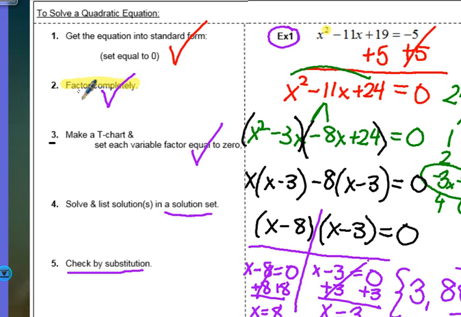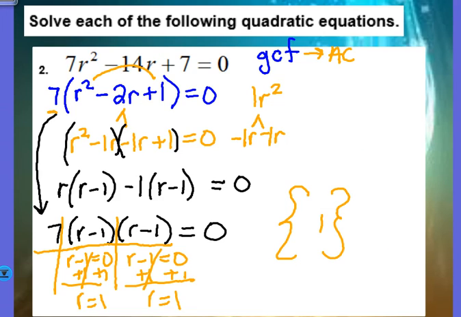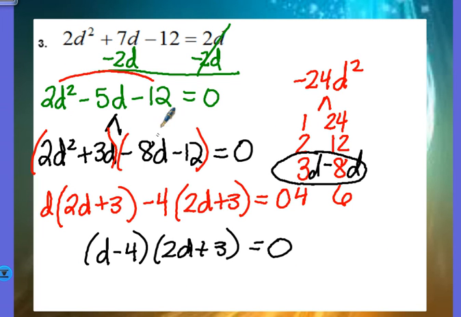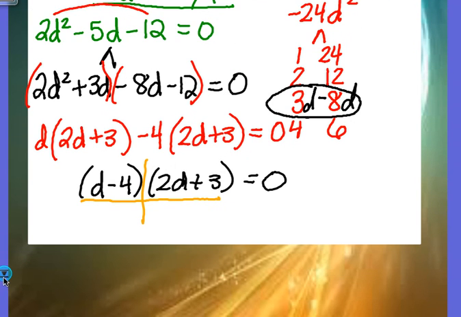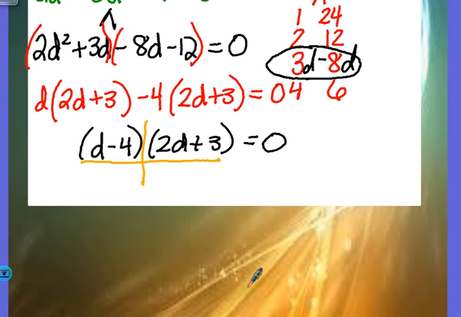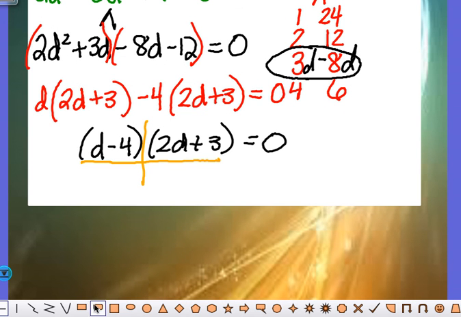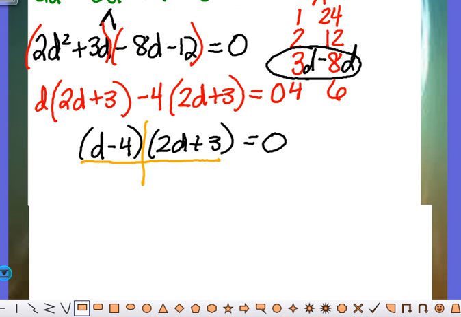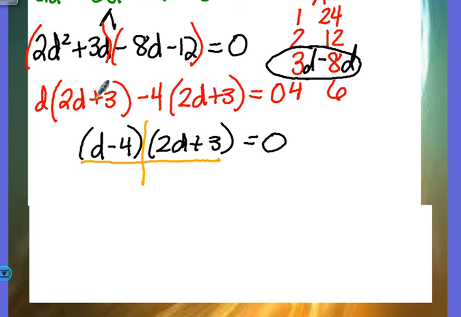And our steps tell us after we factor completely, we make a t-chart and set each variable factor equal to 0. So I have 2 factors here, t-chart, and set them equal to 0. So go ahead, set them equal to 0, and solve for d, keeping in mind that you will get 2 different solutions. So let's see.